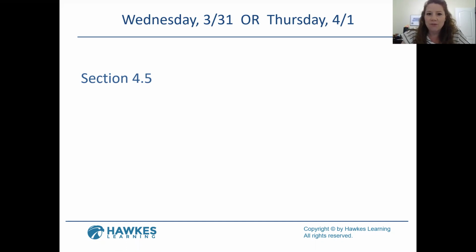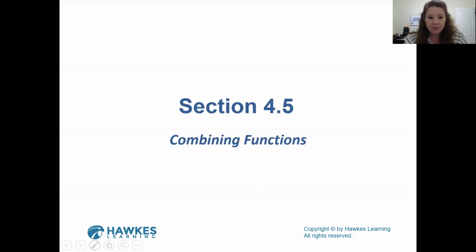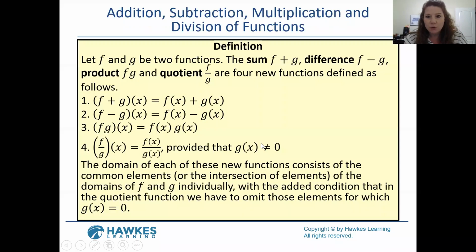So this is either for the last day of March for the Monday, Wednesday class, or April Fool's Day for Tuesday, Thursday people. So this is not an April Fool's joke. But we are doing section 4.5 today, which is called combining functions. So let's see what's going on tonight. 4.5. So that's your homework in Hawks.